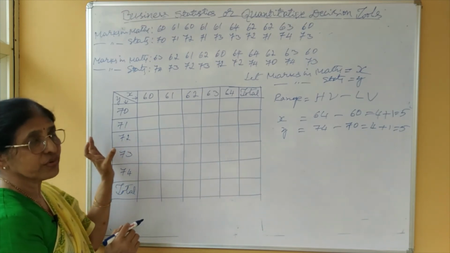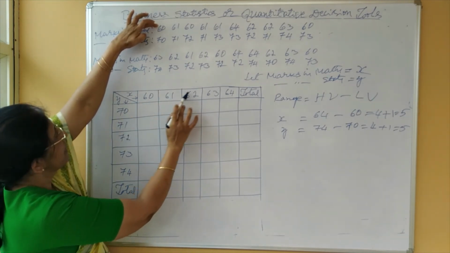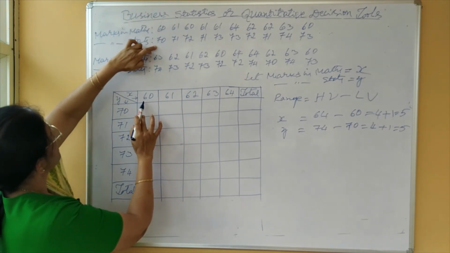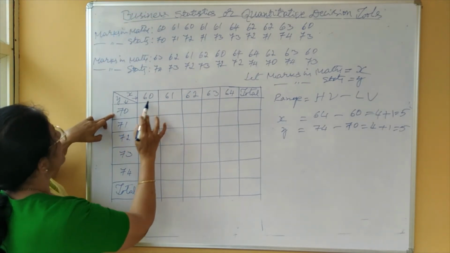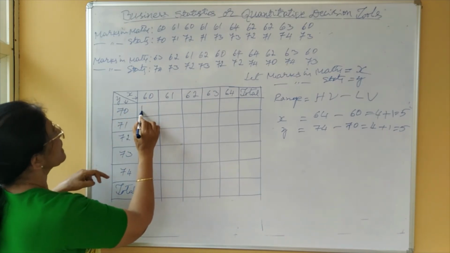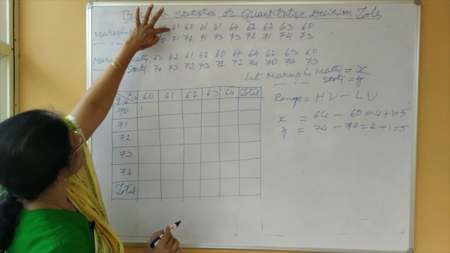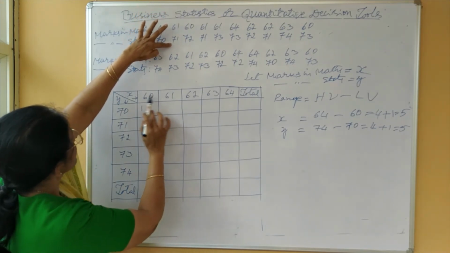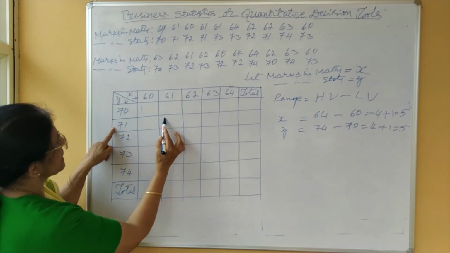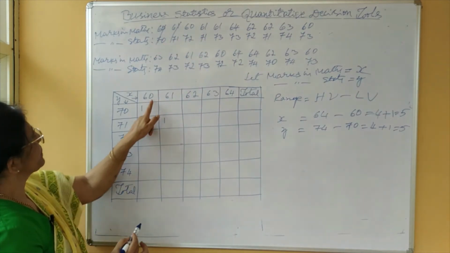Then marks in statistics is taken as y, which you refer to in the first column, that is, the headings of rows. Now see 60. We refer to variable x 60 and marks in statistics y 70. Corresponding to 60 and 70, this cell is the one. In this cell, put a tally bar. Now just go on observing, you will come to know. Next one is 61 and 71. Corresponding to 61 and 71, this is the cell. Put a tally bar.